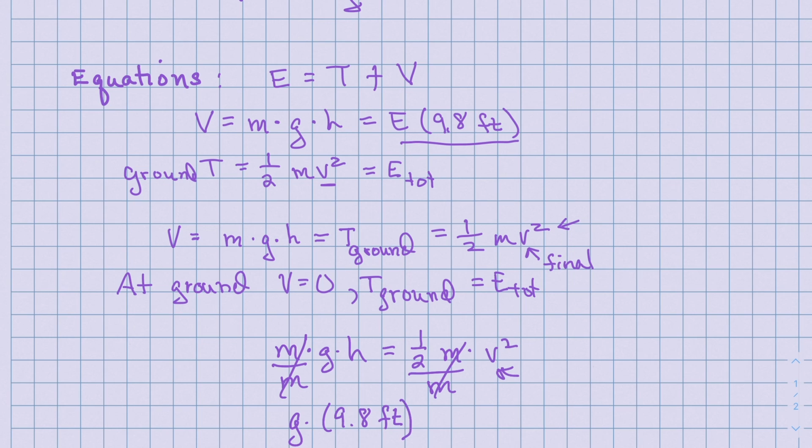That we have our gravitational acceleration times 9.8 feet is equal to 1/2 v squared.